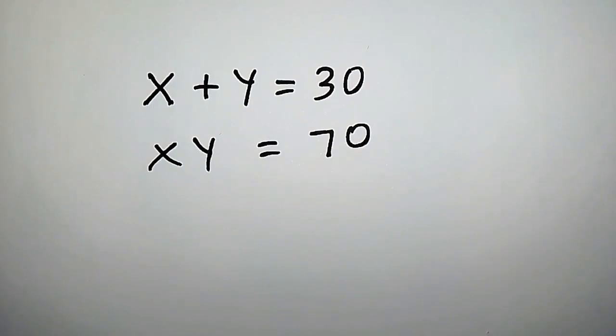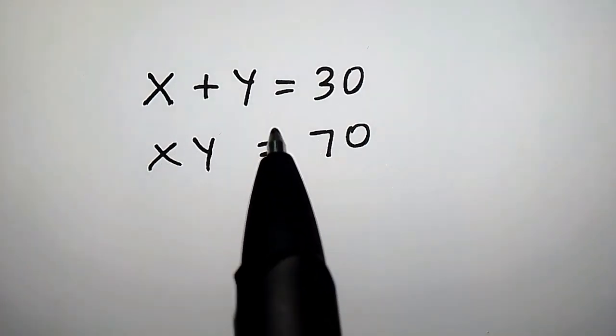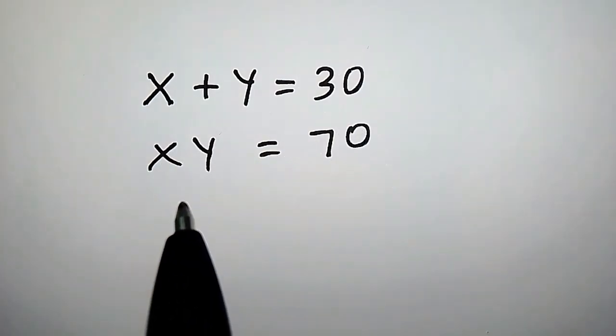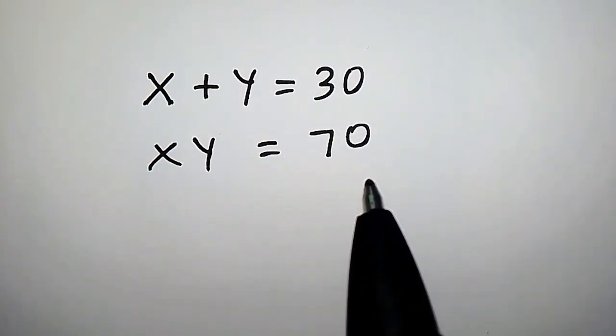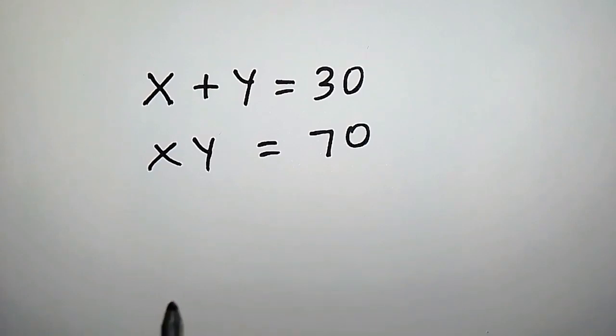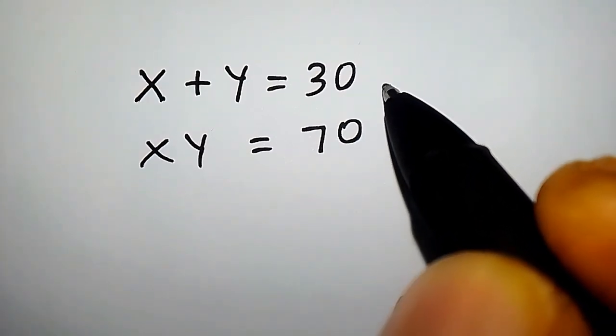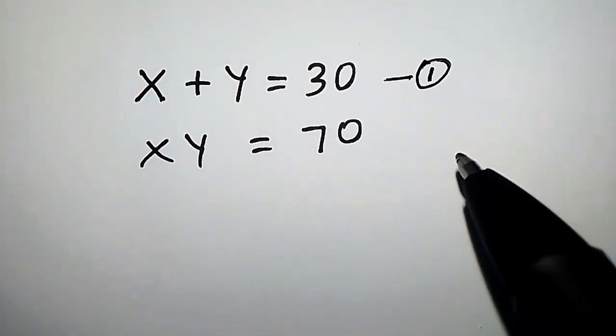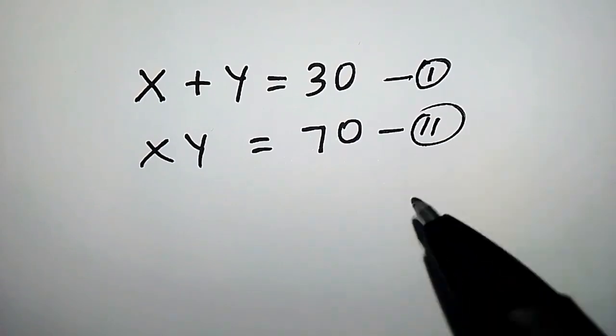Hello everyone. In this video, we are going to be solving a nice algebra problem. x plus y equals 30 and xy equals 70. We have to find x and y. First, let us call this equation 1 and this equation 2.